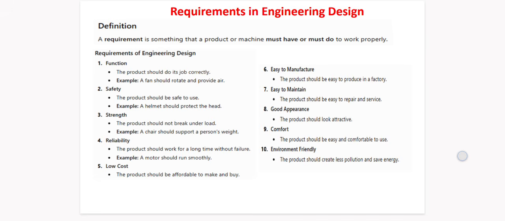Next one is safety requirement. Safety is one of the most important requirements. A machine should not only perform its intended function, it must also operate safely. For example, moving parts may require guards. The electrical system requires insulation and protection.